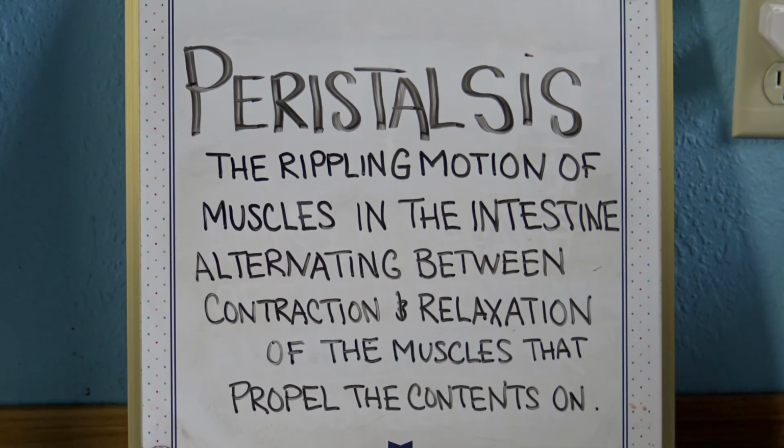Peristalsis. Peristalsis is the rippling motion of the muscles in the intestines that alternate between contraction and relaxation. And that is how the contents are propelled onward. So it's a series of wave-like muscle contractions that move food through the digestive tract. Peristalsis.